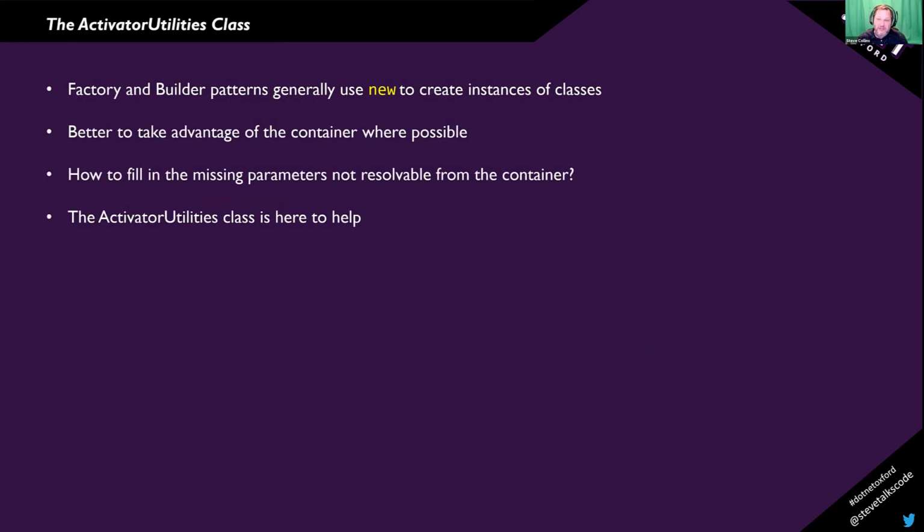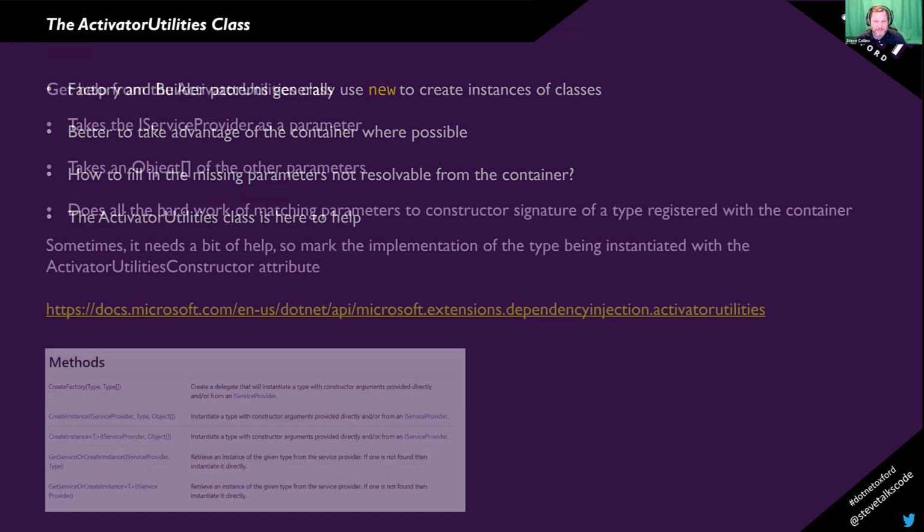Now, so far, we've assumed that the factory or builder classes will be using the new keyword to instantiate the class instance. But wouldn't it be good if we could take advantage of the container to do some of the work for us? So in the earlier slides, I said that the problem was working out how to populate parameters that the container doesn't know anything about. Luckily, that's where the ActivatorUtilities class comes in handy.